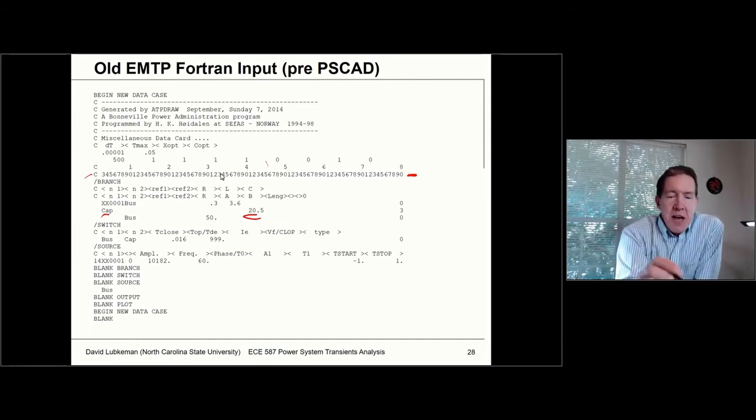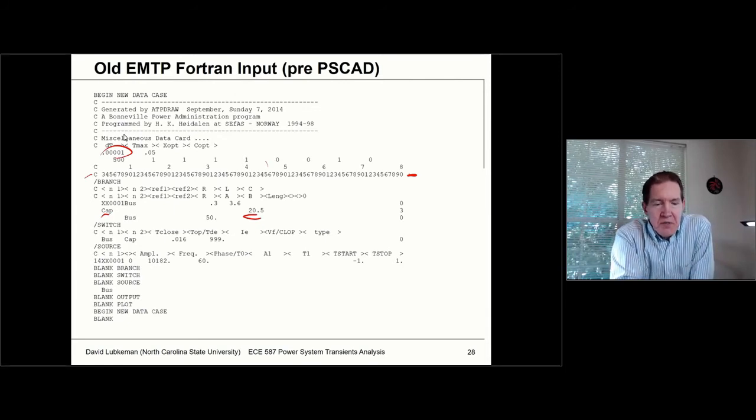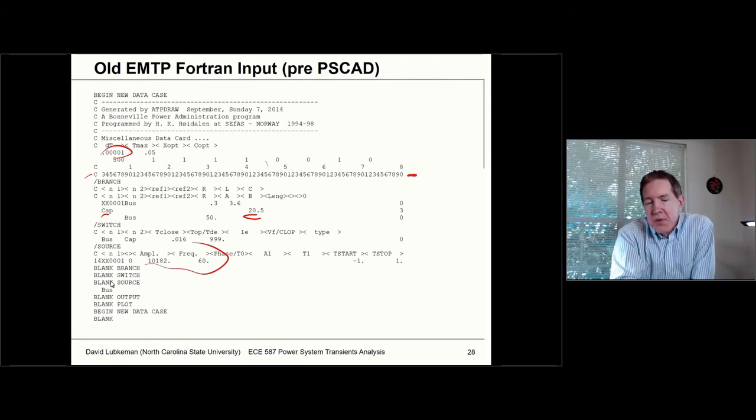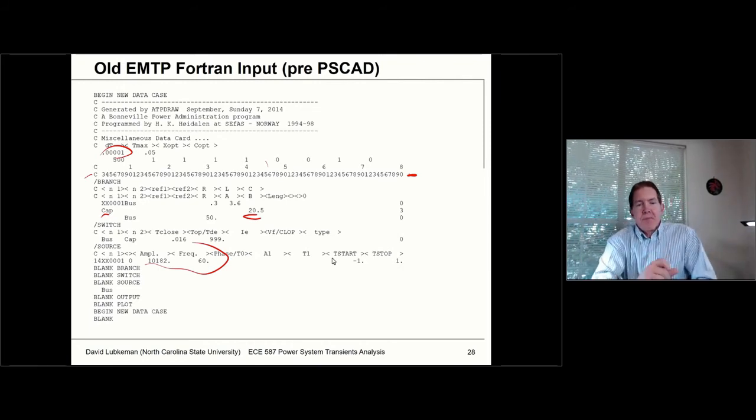So anyway, you would have things like time steps in here, and you would basically define what you want your bus names to be, and then you put in all your element values, and you would basically define your source. You know, here's like the source amplitude and the frequency, and you put in the start and stop times for your sources and things like that. But anyway, it's very kind of cumbersome. But this is the way we used to do things.